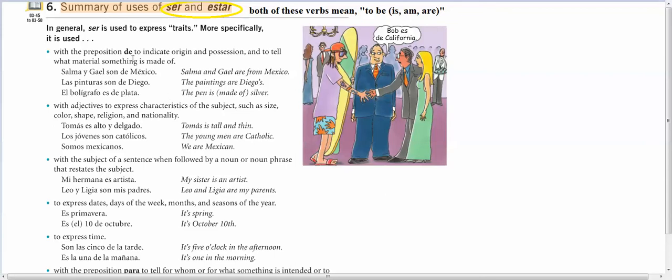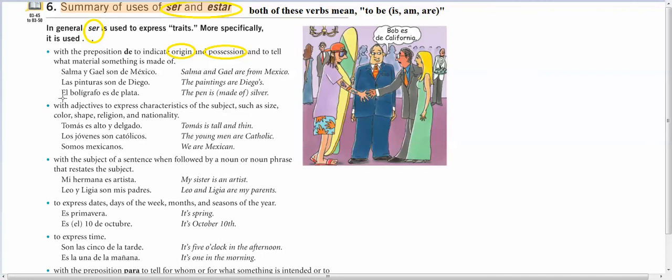Okay, so this is when we're going to use ser. So we'll start with ser here. It's used with the preposition de to indicate origin and possession. So one instance in which we use ser is origin, another is possession. And what we mean by origin is telling where somebody is from. So here, Salma y Gael son de Mexico. That's origin. And then possession, las pinturas son de Diego. That's possession. The paintings are Diego's.